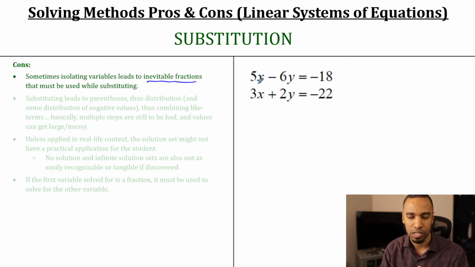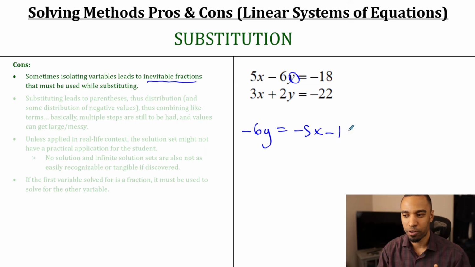If I divide by 6 here, that's a problem. Divide by 3 here, that's a problem. Divide by 2 here, that's a problem. So no matter what I do, and you can make your decision, choice which one you isolate, I'll isolate this y here, for example, subtract 5x. No matter what I do, I'm going to be stuck with fractions.